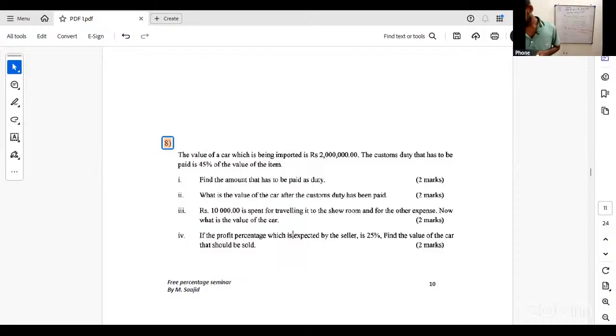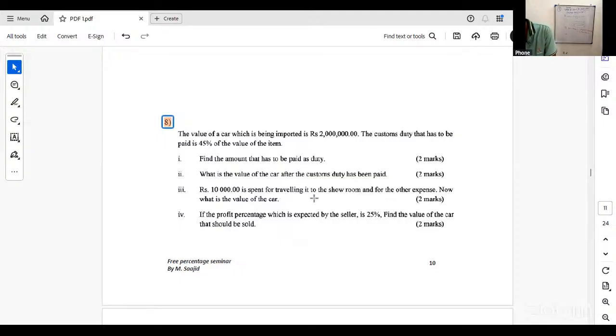Third part. It says Rs 10,000 is spent for traveling to the showroom and for other expenses. Now, what is the value of the car? Right. Now we have this value, which includes the customs duty and the value of the car. But now they say there is an extra expense.